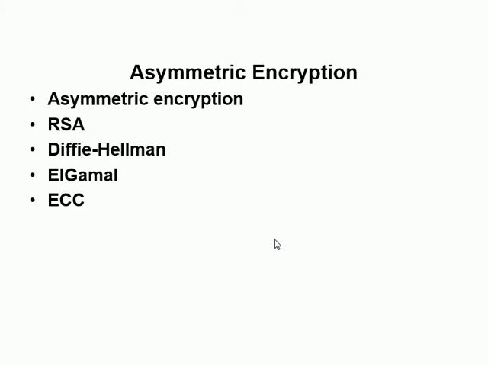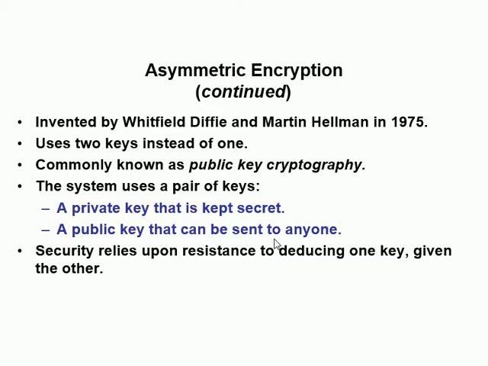So asymmetric encryption, which we talked about previously, is where we have public keys and private keys. We're going to talk about a couple of different asymmetric encryption standards: RSA, Diffie-Hellman, ElGamal, which I'm not familiar with, and ECC, which is elliptic curve cryptography, which we talked about in the previous unit. Asymmetric encryption, invented by Whitfield Diffie and Martin Hellman in 1975, uses two keys instead of one.